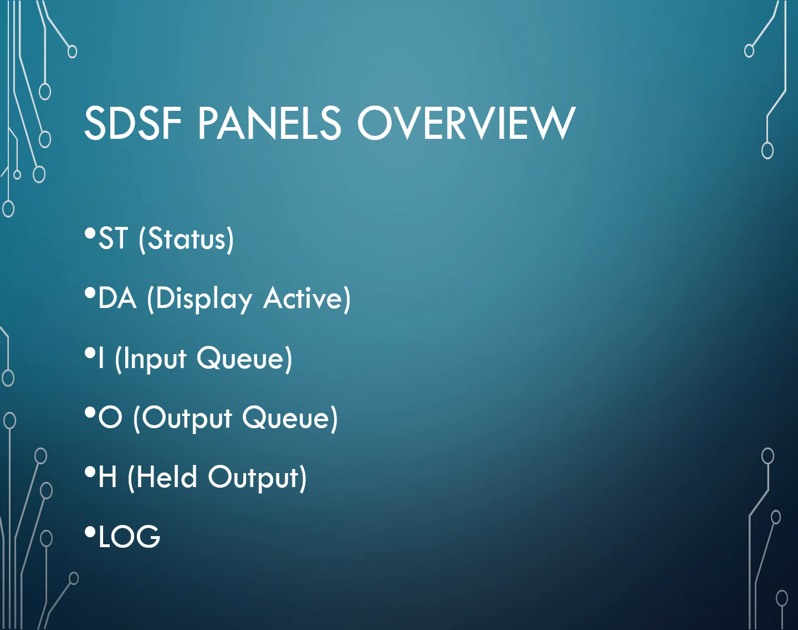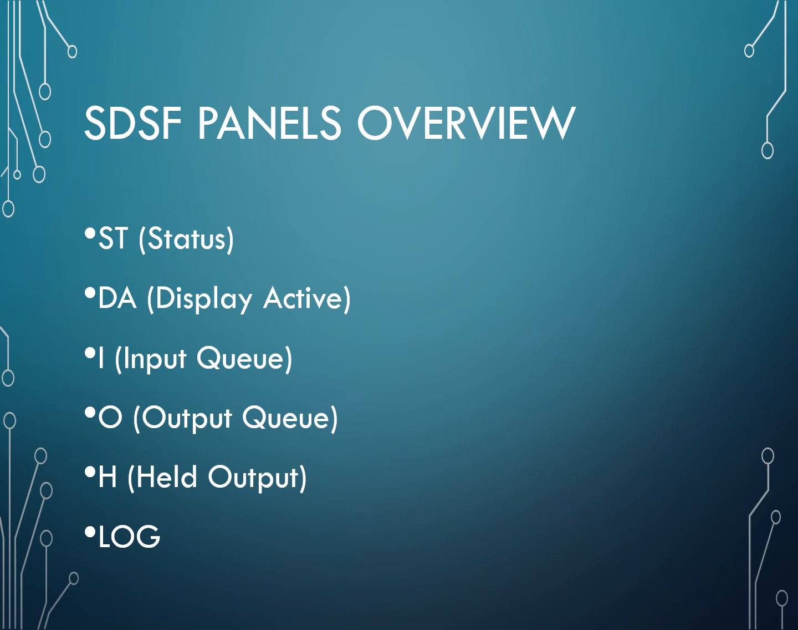ST Status Panel. It displays job status. DA Display Active. It shows active jobs currently running. I Input Queue. Displays jobs waiting for execution. O Output Queue. Displays completed job output. H Held output. Shows output placed on hold. Log displays JES and system logs. Understanding these panels is essential for daily mainframe support activities.